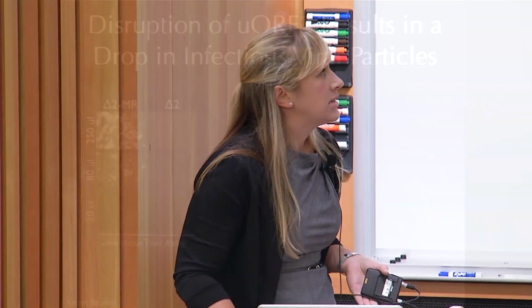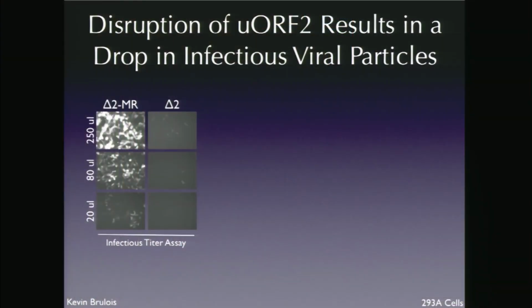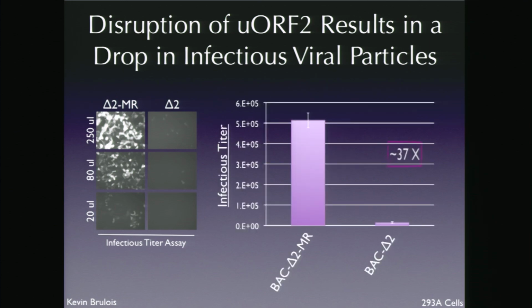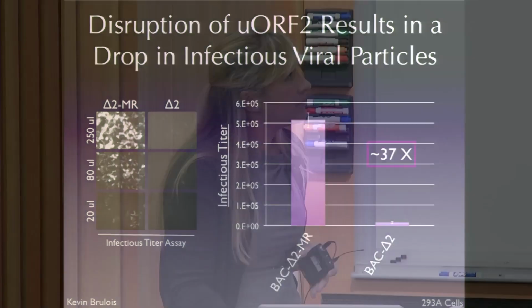We then wanted to look at the entire viral life cycle, so we performed an infectious titer assay, where you take the soup from lytically reactivated cells and infect a new cell line. And since the BAC constitutively expresses GFP, you can readily detect the drop in infectious titer between the marker rescue and the uORF2 mutant. And in flow analysis, we quantified this to be a 37-fold drop in infectious titer.